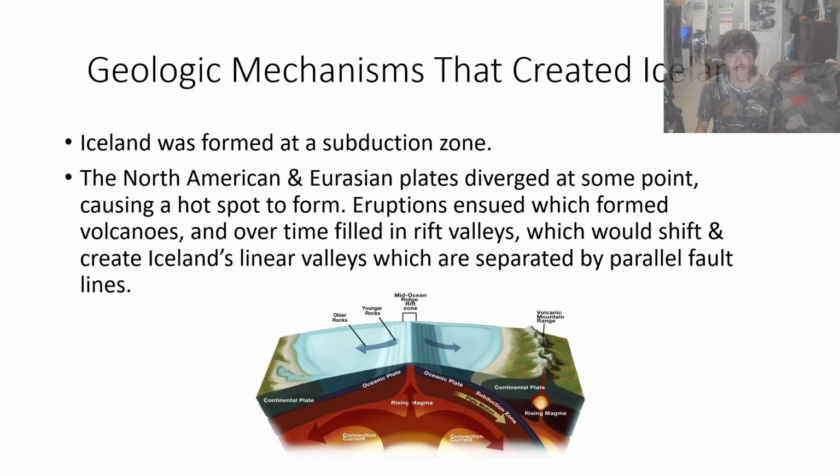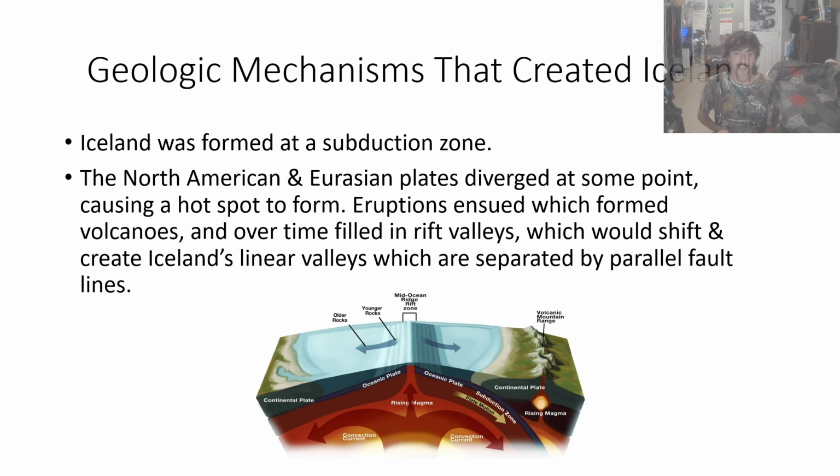So on we go. So now that we've seen some of the history of how Iceland was created, the time periods, kind of just laid out that timeline of Iceland, we're going to look at some of the mechanisms that created and formed Iceland. So it was formed at a subduction zone. And those plates I was talking about, the North American and Eurasian plates, the ones that basically put Iceland on 2 different continents, they're a diverging plate boundary, which caused a hotspot to form.